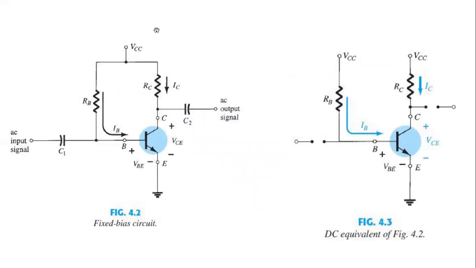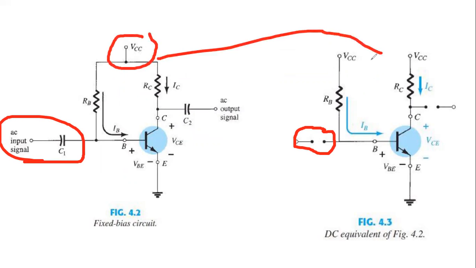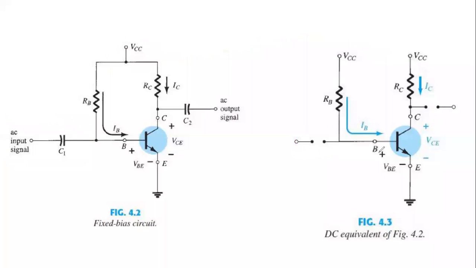Here you can see that, my student, we are discussing the DC, so that's why the capacitors are open circuit. The capacitors are open circuited, and this VCC we can divide into two sections, because we all know that these are connected together. Now let's calculate the output current, the output voltage, and the input current IB.